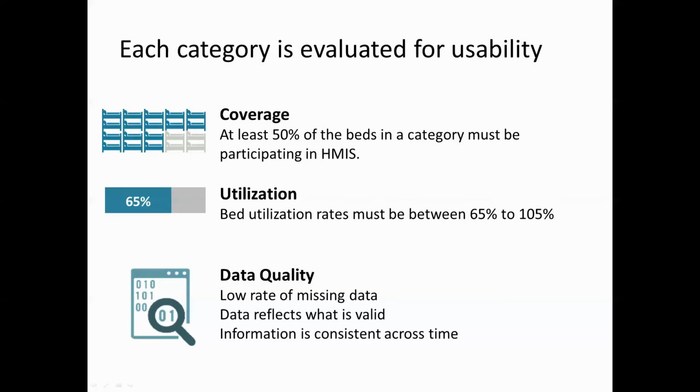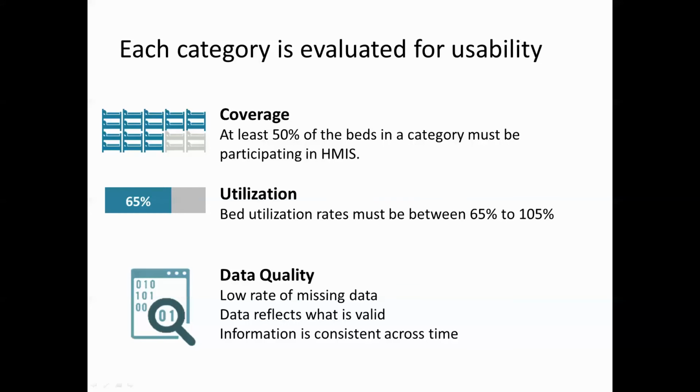AHAR data quality. In the AHAR, each reporting category is evaluated for usability. Usability is based on a few different items, but here we want to focus on coverage, utilization, and overall data quality. Coverage asks, are the majority of the beds in a certain category on HMIS? As a rule, at least 50% of the beds in any category have to be on HMIS for that category of data to be considered usable.